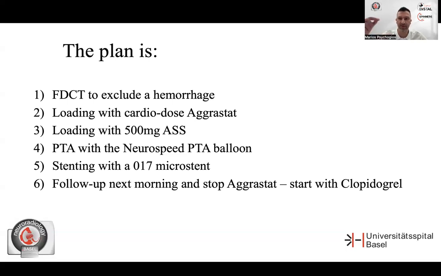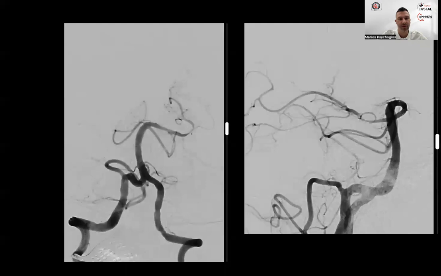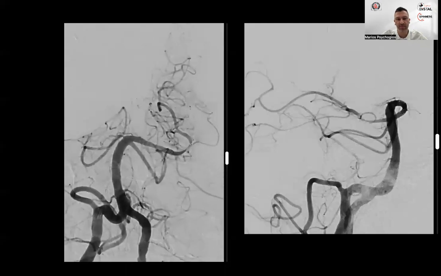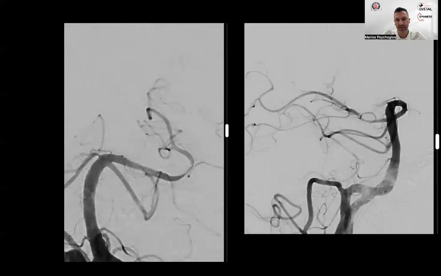And then what we do in the follow-up is that we do a CT or MRI on the next day. If we don't see extensive signs of infarction, we stop with Agrostat and we load with clopidogrel. So we then have our dual antiplatelet treatment. So this was the result after PTA and stenting of this case.